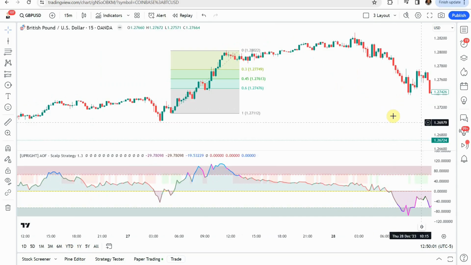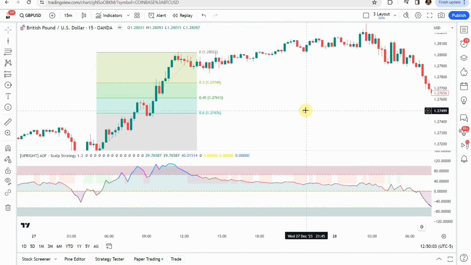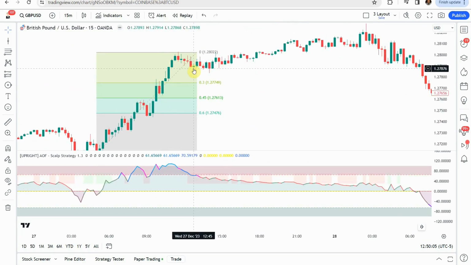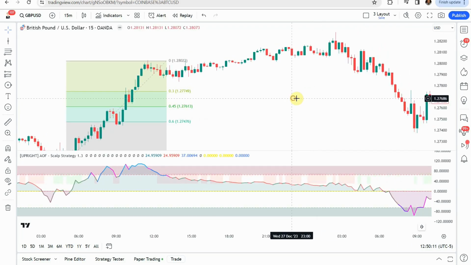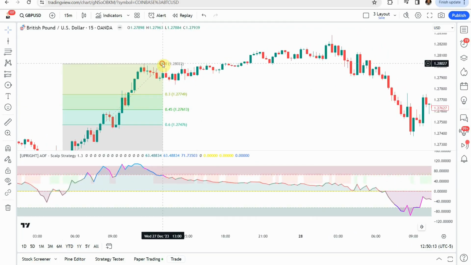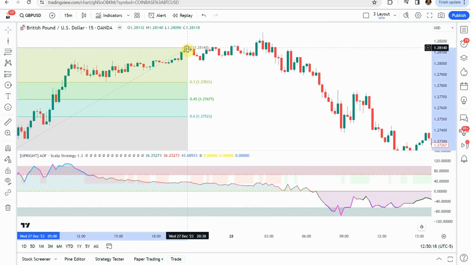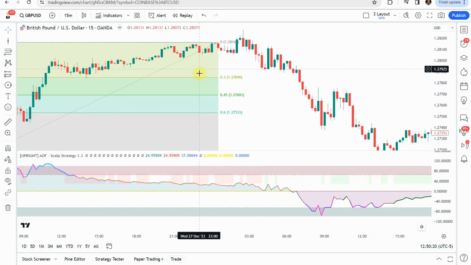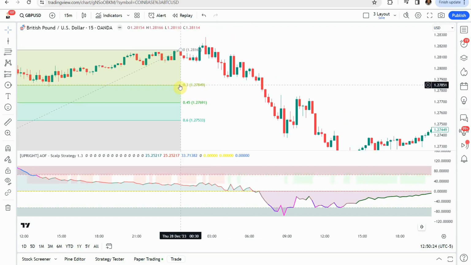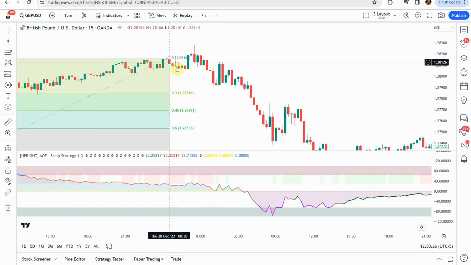Let me zoom into this a little bit tighter so that you can see. So we get that break right here on this candle. But price action doesn't come down and trigger into that 0.3 zone yet. And so we're just going to keep following as long as price action is making these new highs, waiting for it to come down and trigger into our trade here at this 0.3 marker.